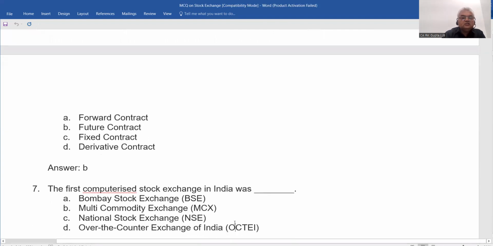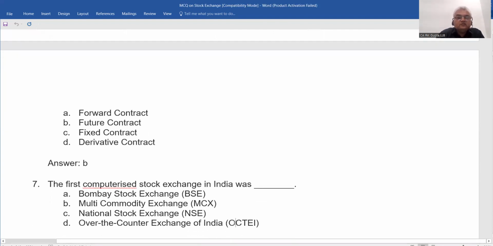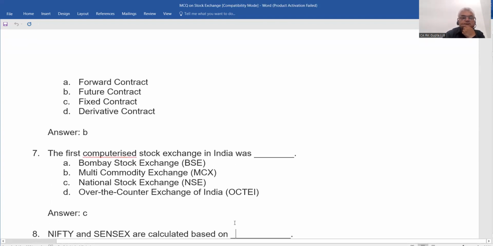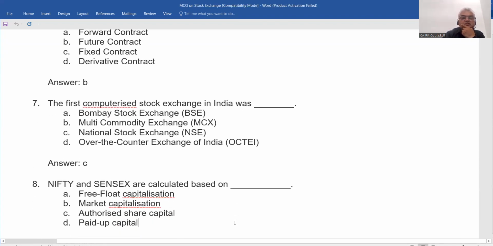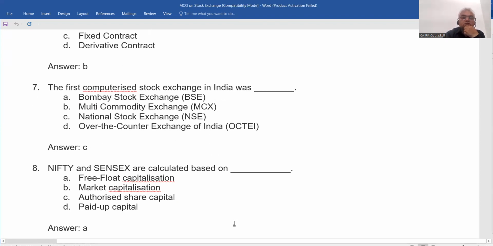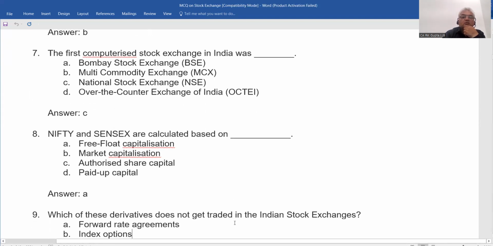The first computerized stock exchange in India was, पहला कौन सा था इसमें? NSE. Nifty and Sensex are calculated on the basis of, निफ्टी और ये सेंसेक्स का कैलकुलेशन होता किस बेसिस पे है? Free float capitalization, I think. Market capitalization. फ्री फ्लोट ही आ रहा है इसमें। Sir, what is a free float then?